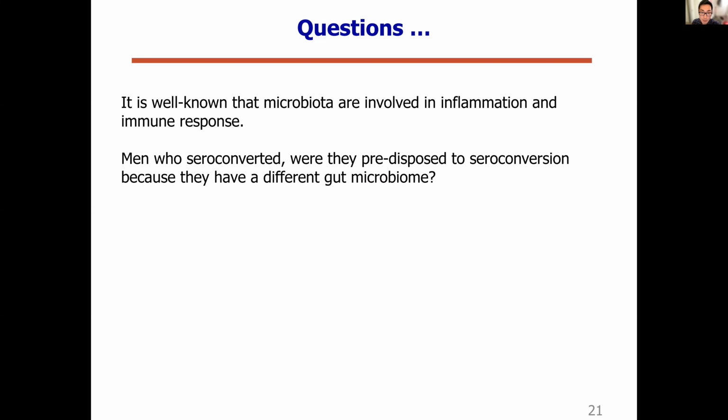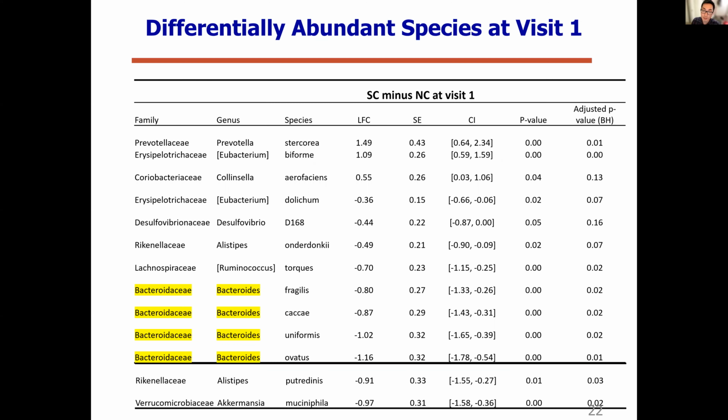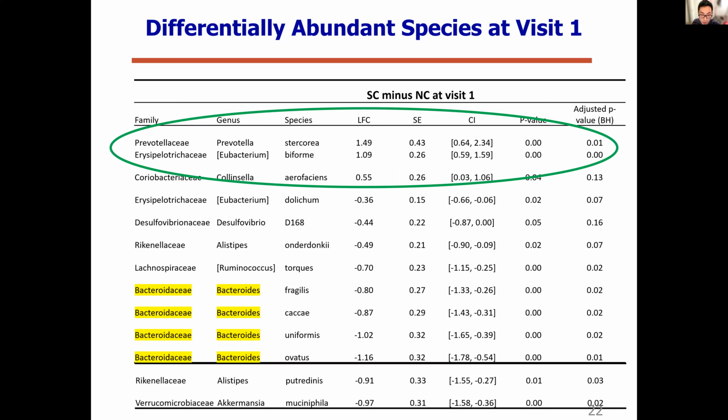So we used ANCOM-BC to compare the SC group versus the NC group at visit 1. And we indeed see a lot of changes for these species we identified. For example, we see an increase of pro-inflammatory bacteria, for example here, this species from the genus Prevotellaceae. These are well-known species found in various gut inflammatory conditions. So we see these pro-inflammatory bacteria increase at visit 1 among SC subjects.